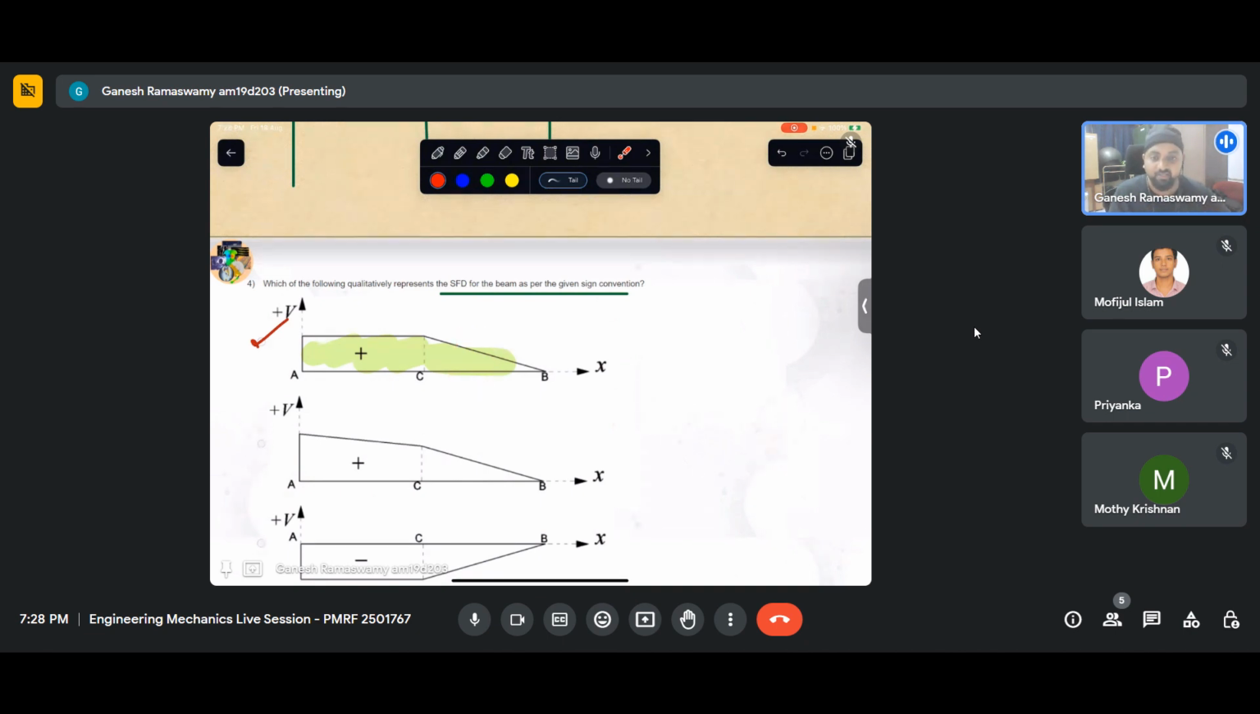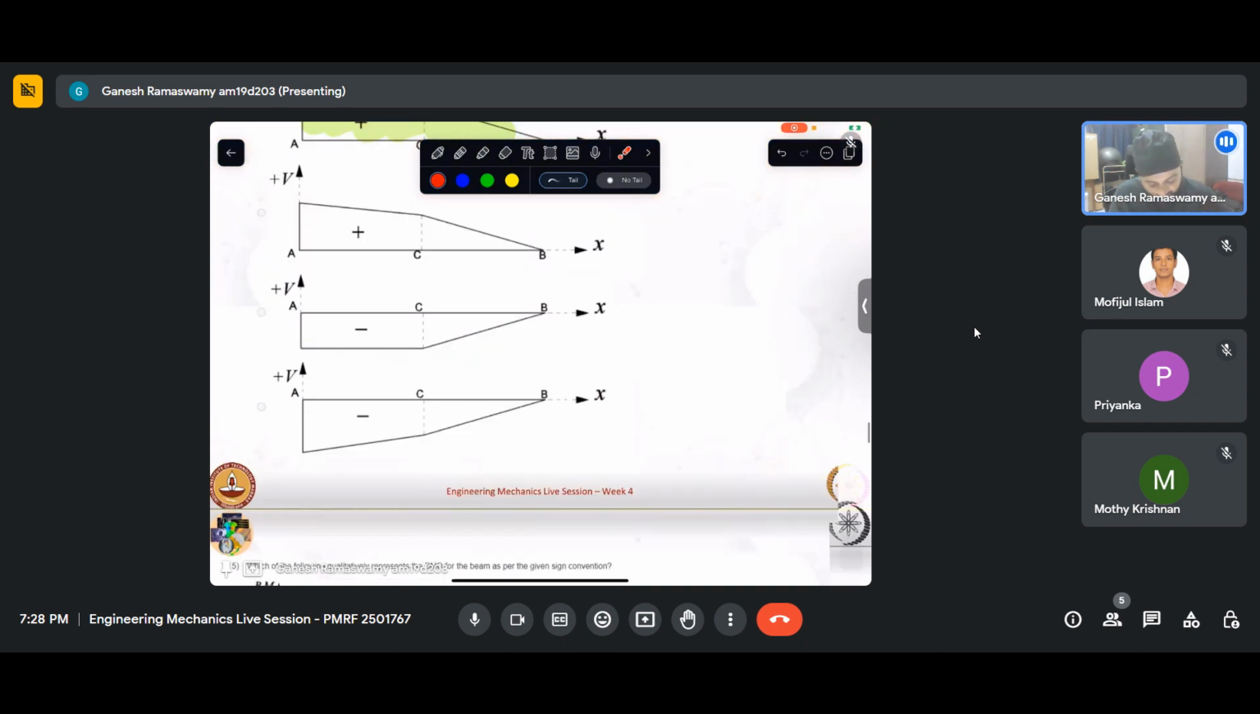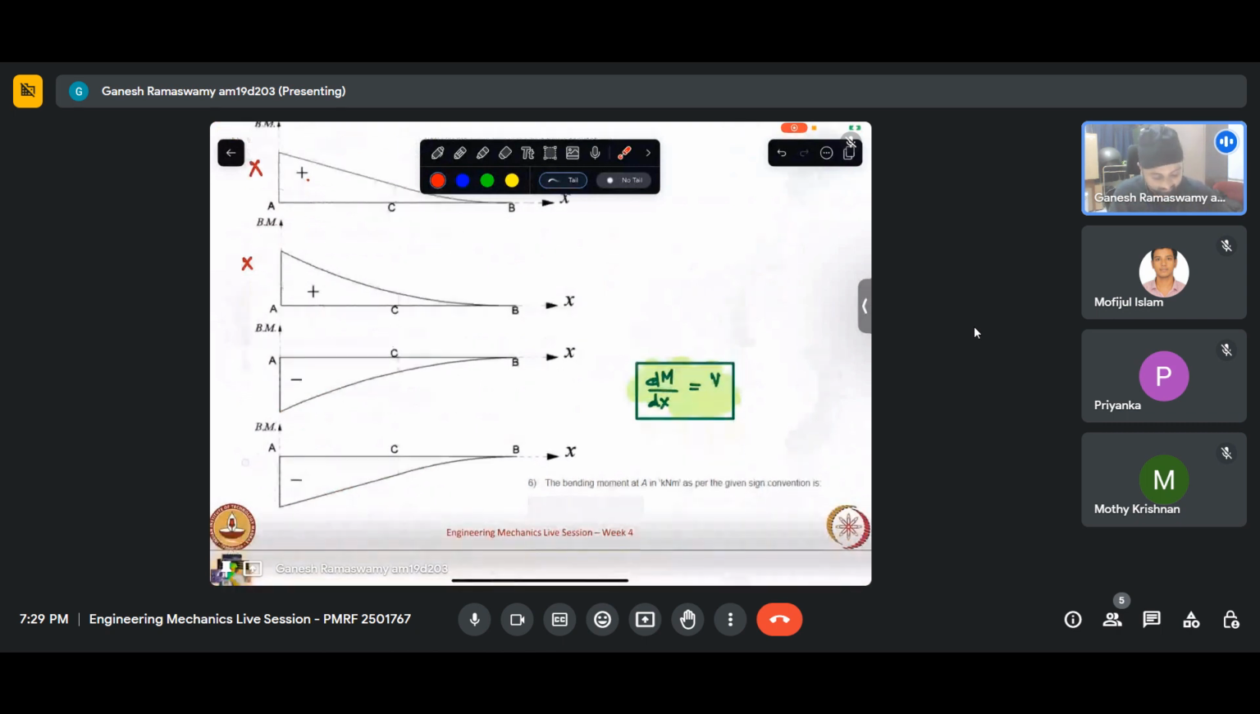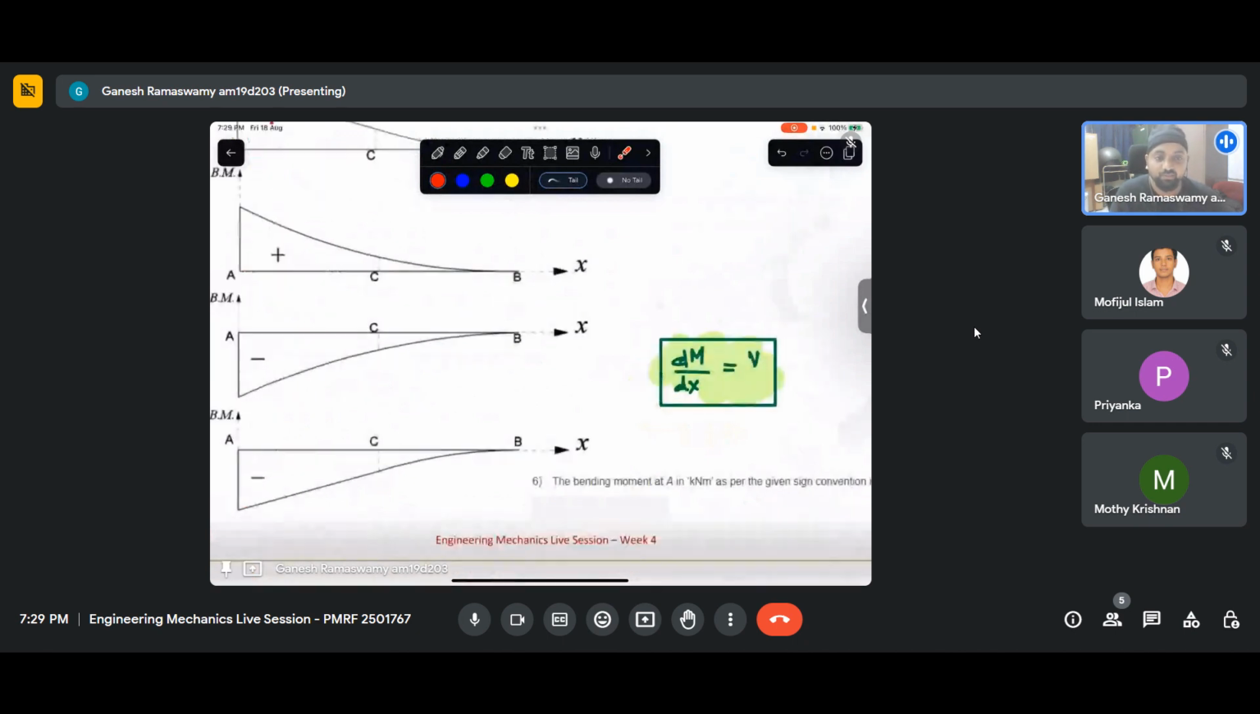So which of the options here has a finite positive slope in portion AC? Option C has and option D has. Only thing is option C has a varying positive finite slope, while option D has a constant positive slope. So what you said is absolutely right. Only I had applied it only to the CB portion. You could apply it to AC as well, for the whole beam as well.